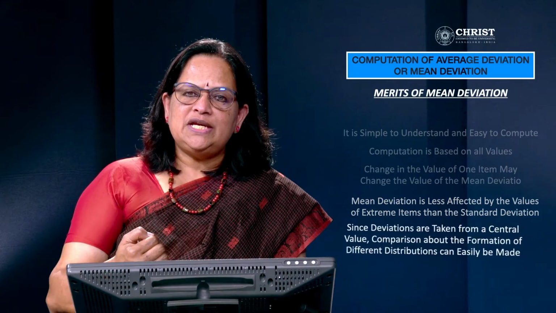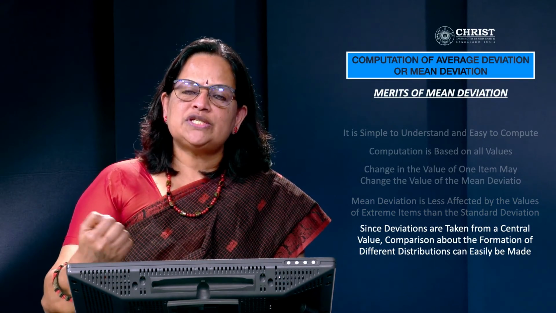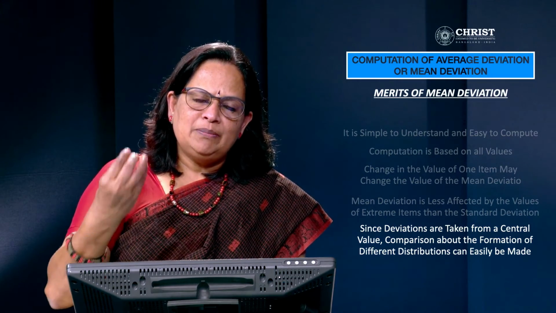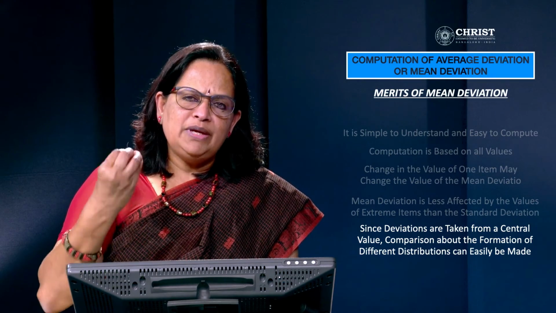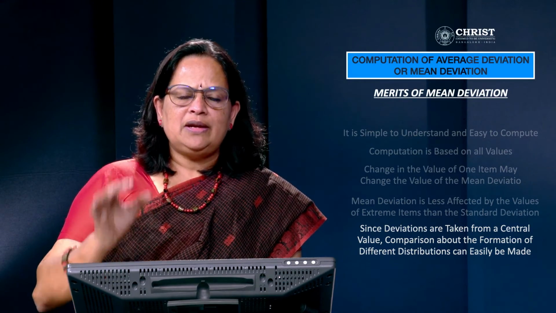Then deviations are taken from the central value. Comparison about the formation of different distributions can be easily made because we are taking the mid value, the middle value, that is the mean of the distribution. Then we are considering the variations. So that is also another advantage.